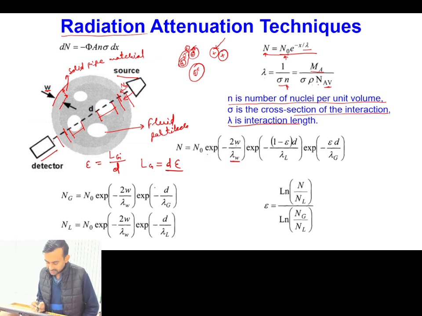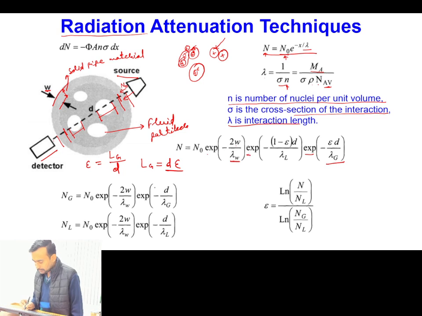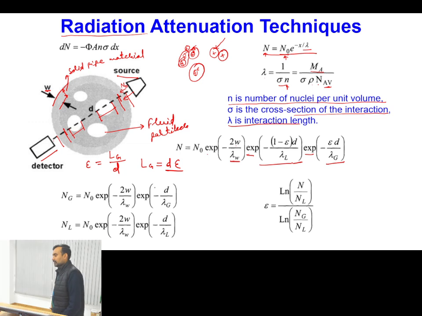So if the length of the gaseous portion is d into epsilon, then the attenuation which will take place in the gaseous medium will be equal to exponential of minus epsilon d divided by lambda g. And what will be the remaining portion? The remaining will be the length of the liquid. So for the liquid it will be exponential of minus (1 minus epsilon) d divided by lambda. So this will be the actual strength of the signal at the detector, considering attenuation in the pipe material, in the gaseous medium, as well as in the liquid medium.